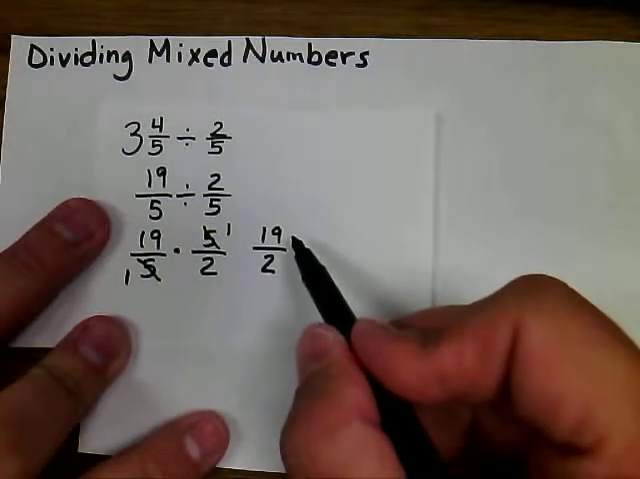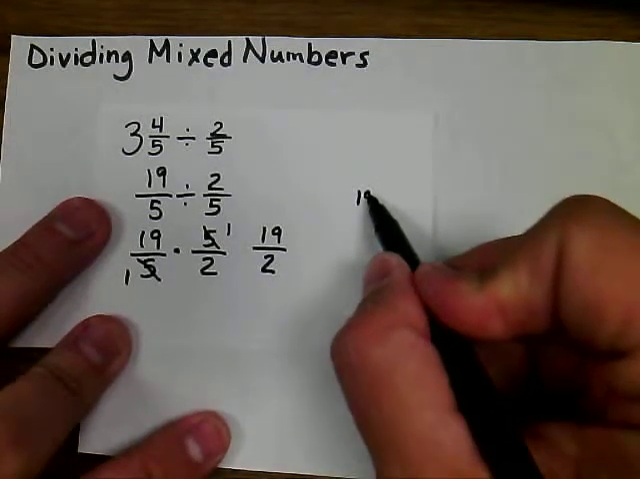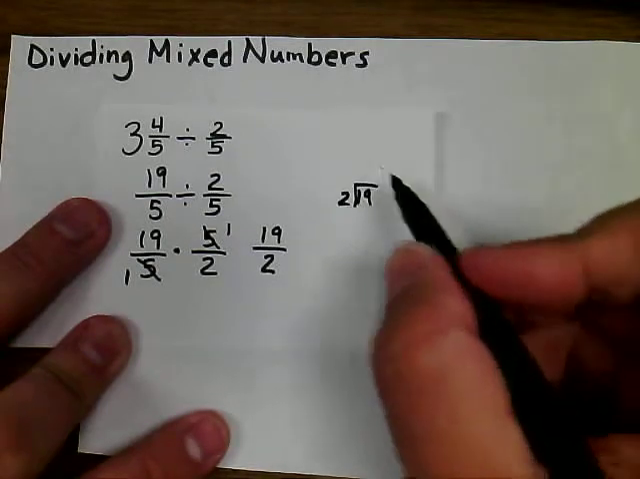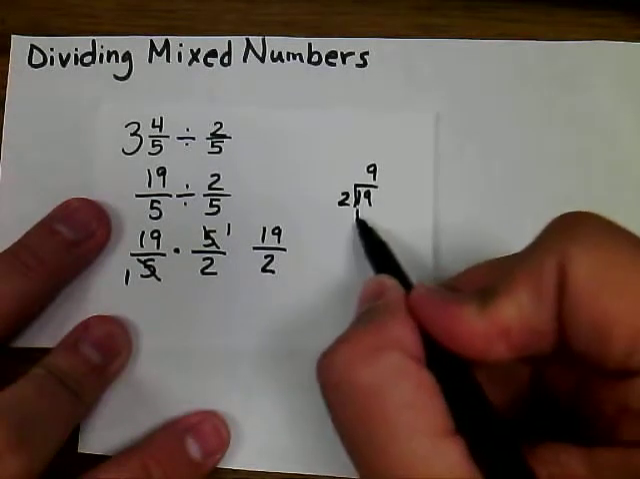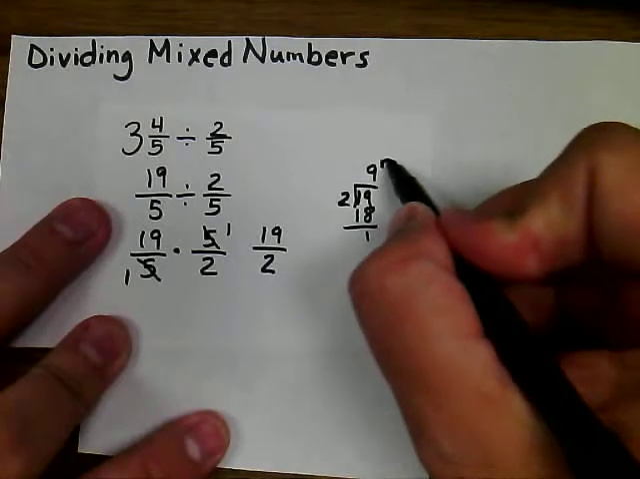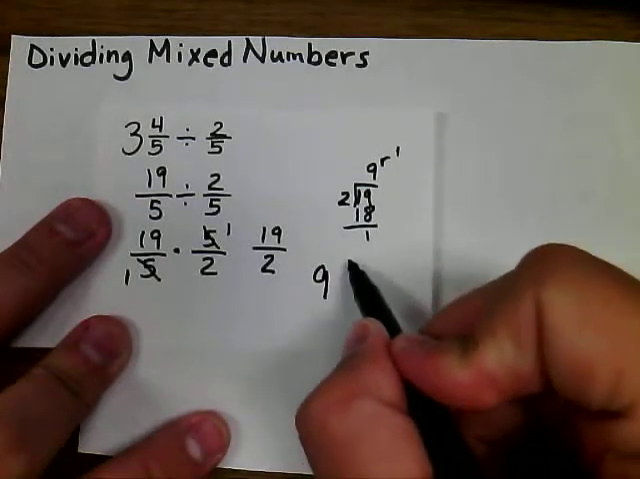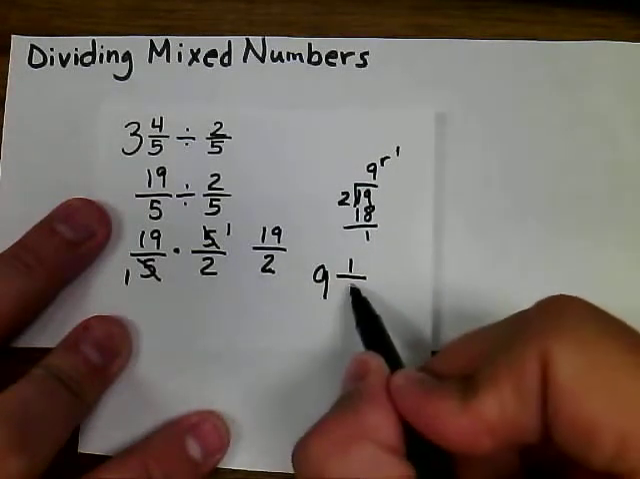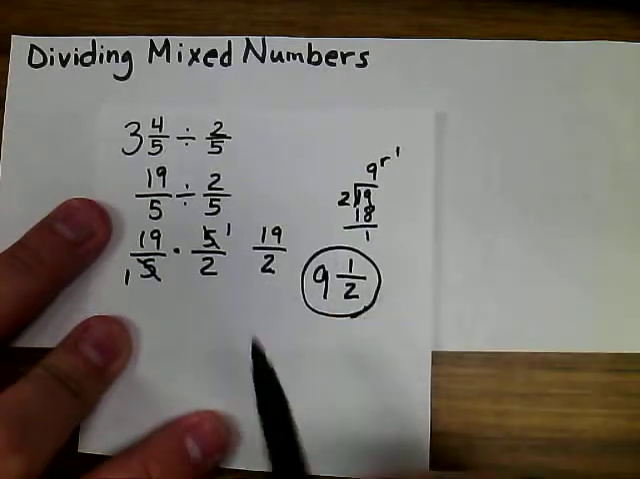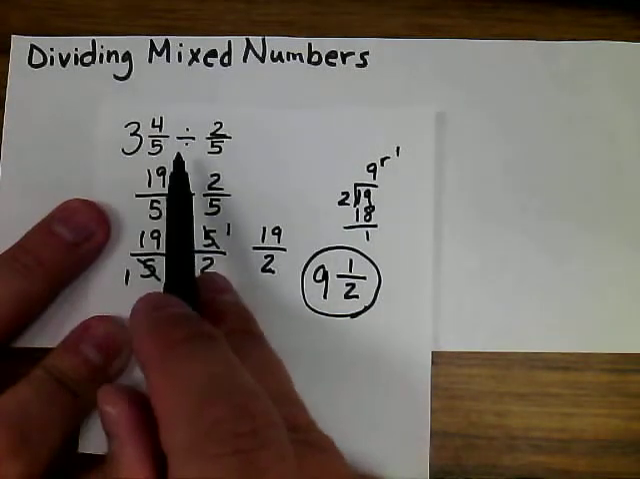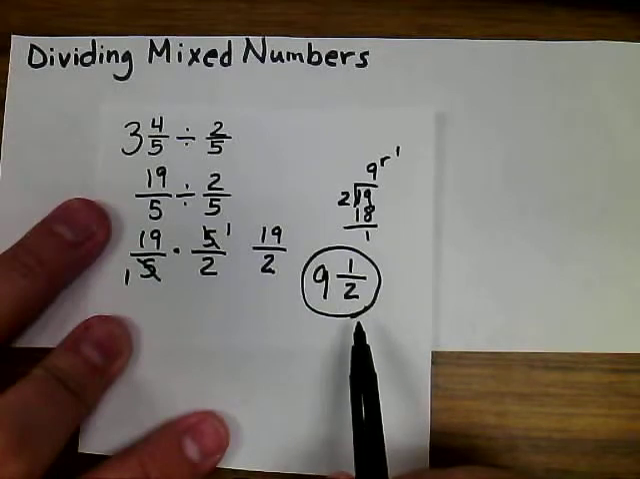In this case, we do have an improper fraction. 19 divided by 2 is 9, with a remainder of 1, which means our answer is 9, with 1 as a numerator, and our denominator stays the same. So 3 and 4/5 divided by 2/5 is 9 1/2.